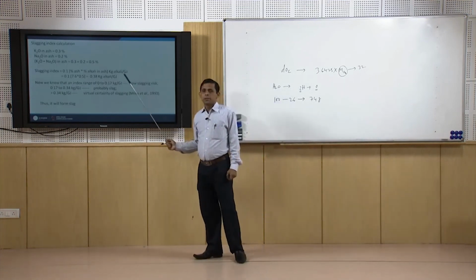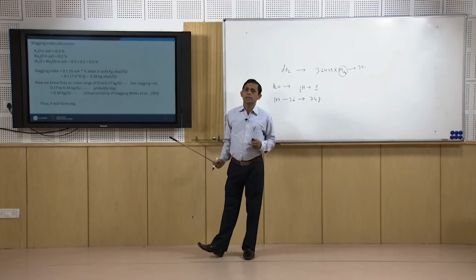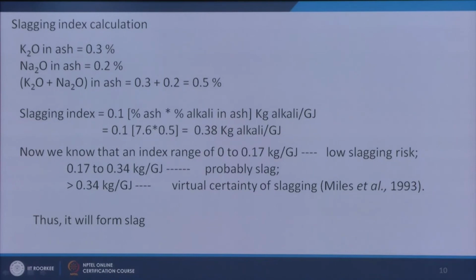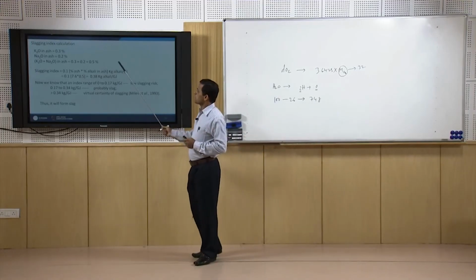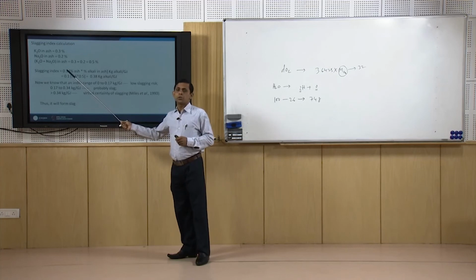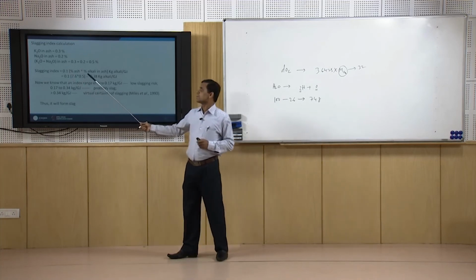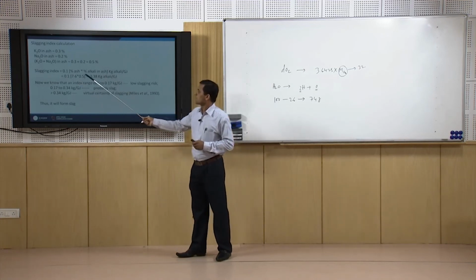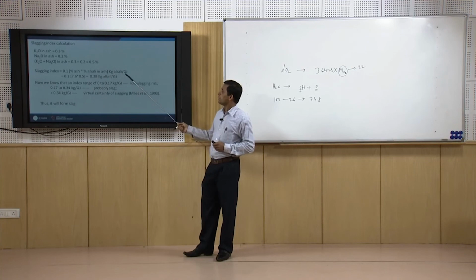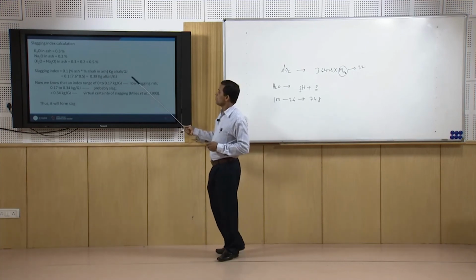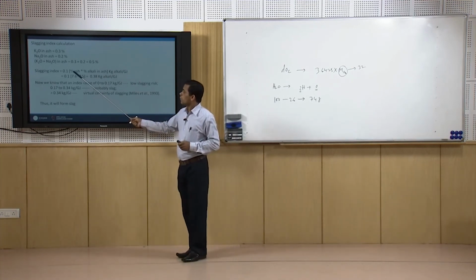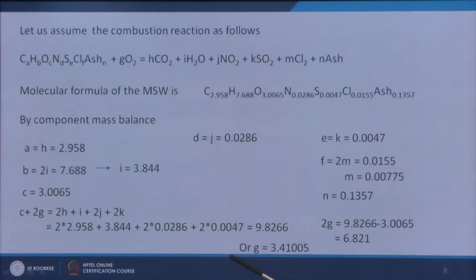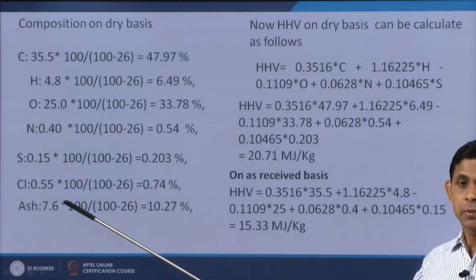Now, the third part: we have to find out whether there will be any slag formation or not. For this, we need to determine the slagging index, and we know that the slagging index is equal to 0.1 into percentage of ash into percentage alkali in ash. This is the expression for slagging index, and the unit is kg alkali per gigajoule. Here we put the value of percentage ash, that is 7.6%, as per the statement.